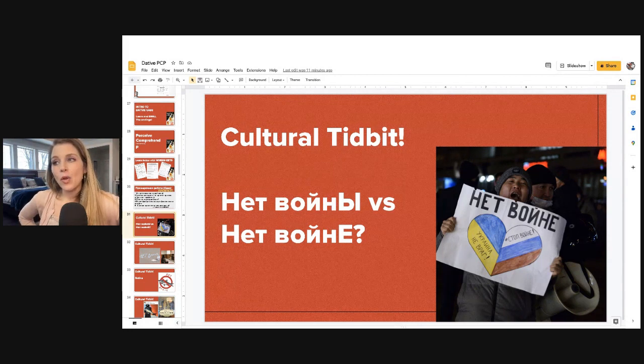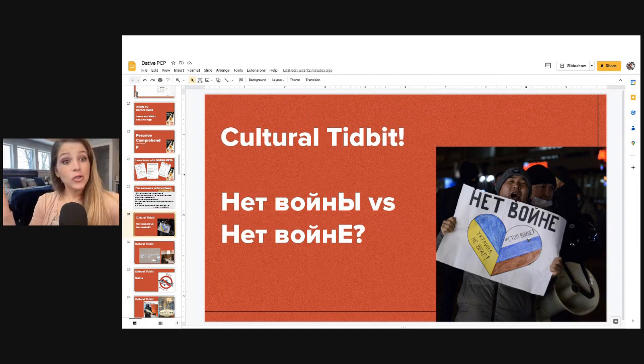This is an example where, with the cases in Russian, if you don't use them correctly, you can say two totally different things. If you went out on the street with a sign saying нет войны, you're saying there is no war. Versus if you said нет войне, you're saying no to war. So when people were going out on the streets protesting, their signs looked like this: Нет войне. Put a stop to the war. And as we remember, dative case is the to something, for something case.